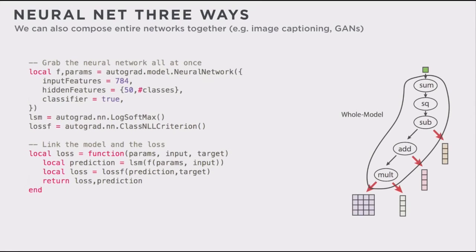And if you just want a neural network, just a feed-forward neural network, we've got a couple of these kind of standard models just ready to go. So you can just say, give me a neural network, give me a log soft max and a loss, and let me glue these guys together. So you can do it any of those 3 ways.